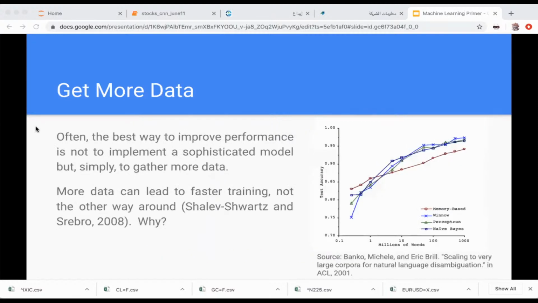Third, often one of the best ways to improve performance is not to implement sophisticated models, but simply to gather more data. This is often the quickest way to improve performance in your application. You should try this first if it is easy, if there is a way to gather more data. And don't worry about the impact on the training time. There is a general misconception that if I gather more data, training would take longer. But in machine learning, this is not the case. In fact, more data speeds up the training time.